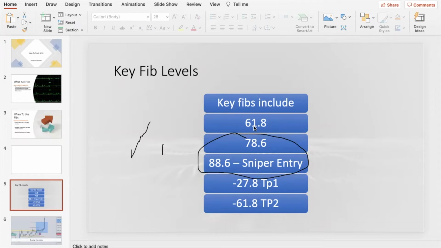However, price typically comes below the 61.8. So the best fib levels to me are the 78 and 88. However, the 61 is an exception. If you want to use that, you could use that. And then my TPs are the negative 27.8 and negative 61.8. These are what I use as take profits for some of these setups.